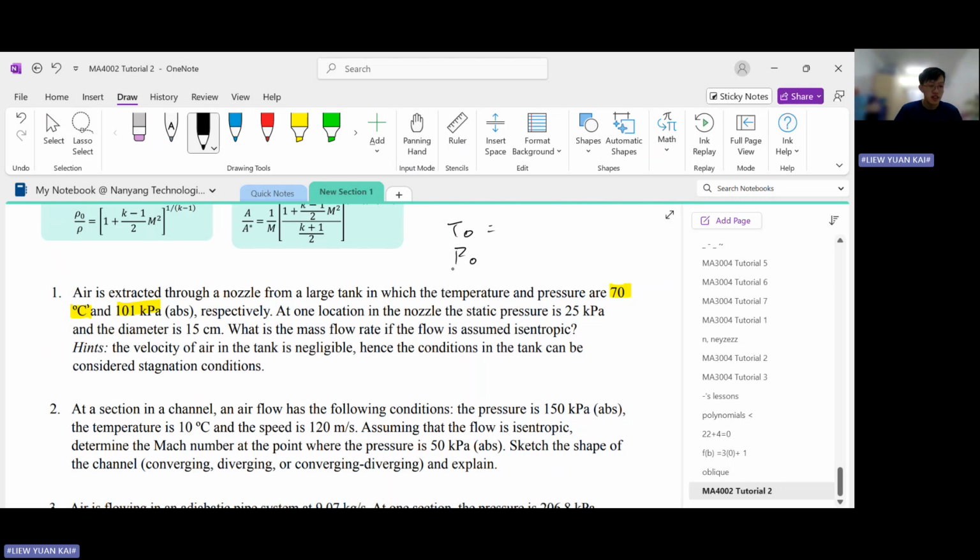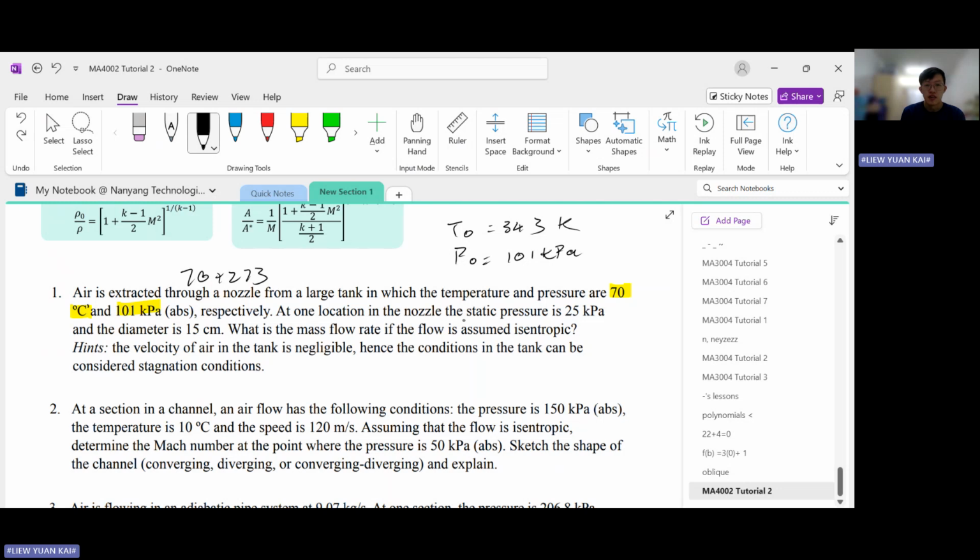So 70 degrees Celsius in kelvins is 343, and how do I do that? I get 70 plus 273. And P naught is 101 kPa. We can just leave it as kilopascals. We don't need to change it to pascals for now. I'll tell you when to change it to pascals.